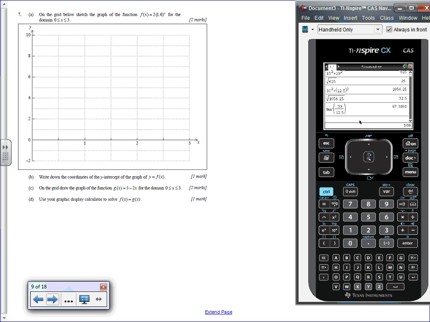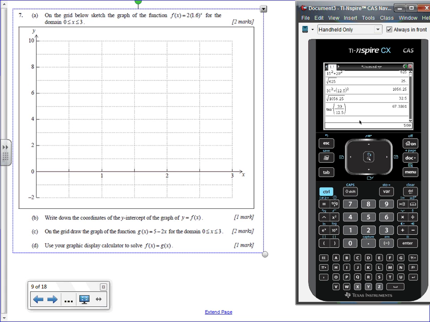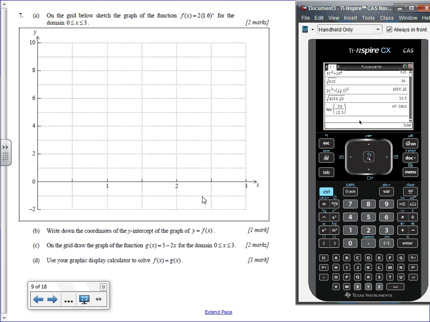Here we have a little mathematical models question, a function. On the grid below, we're going to sketch the function 2 times 1.6 to the x power. Sorry, this is so tiny. Let's see if I can make it just a little bigger. There we go. Okay. We are going to sketch that function only for the domain 0 to 3, and this is important.